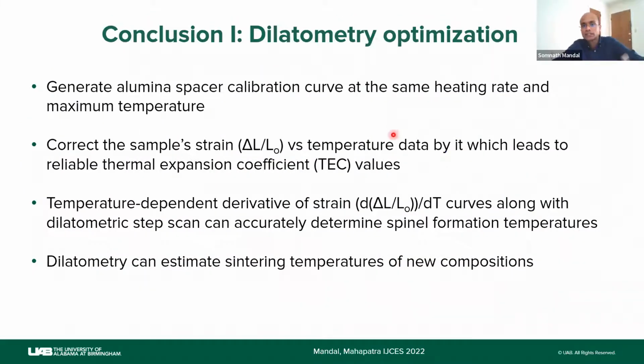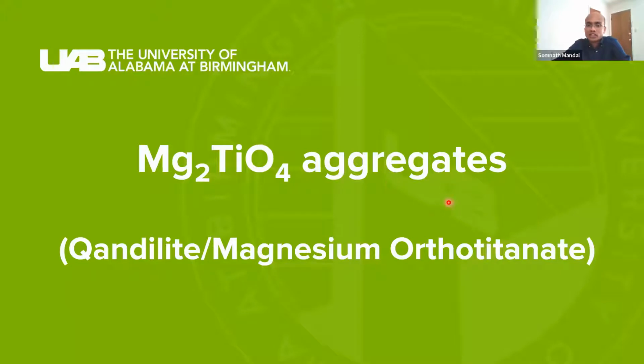So in conclusion, this dilatometric chapter tells you that you need to generate the alumina spacer calibration curve at the same heating rate and maximum temperature, and then you need to correct your sample's thermal expansion data by that, which leads to reliable TEC values. And then you can use these temperature dependent derivative strain rate curves to accurately determine reaction temperatures, and it can help you estimate sintering temperatures of new compositions, which will be magnesium titanate and zinc aluminate in our work.